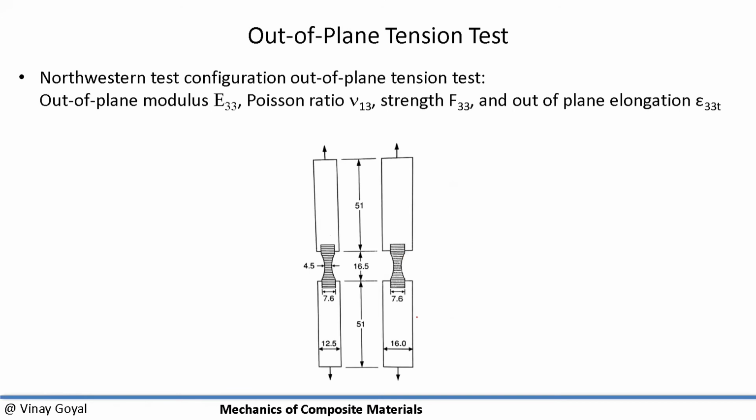If I want to measure out-of-plane tension, and that means these are my plies, and I measure modulus going that way, and the strength going that way, I can do that. And all I have to do is fabricate a coupon that has a shape like an hourglass. And not only that, now the fibers are going across like that. And so if I apply a load now, I can get E33, nu13, the strength F33, and the out-of-plane elongation to failure.